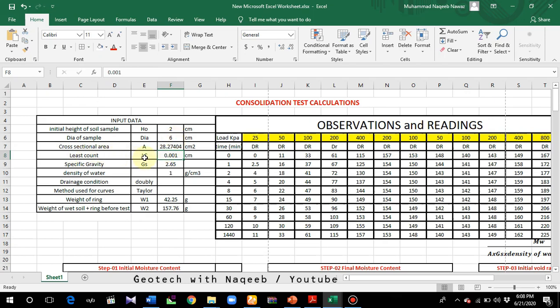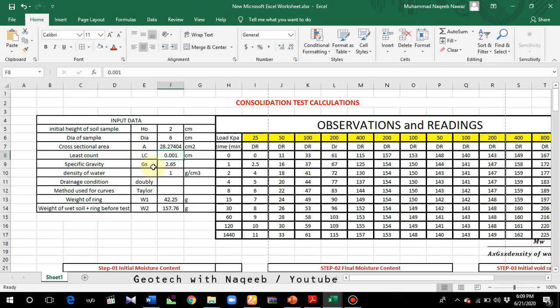Now it's the least count. In my case, the least count of the displacement dial reading is 0.001 centimeter. So if I multiply the reading of the dial gauge with 0.001, then the value will be in centimeter. It depends upon the calibration of the equipment. In my case, it's 0.001. You will have to deal as per your condition.